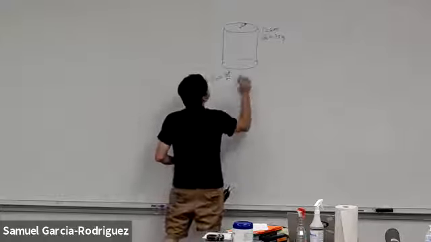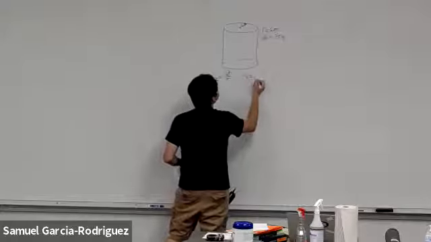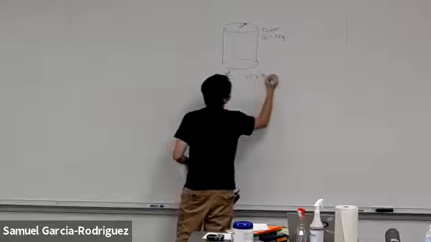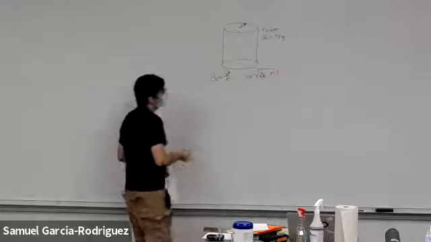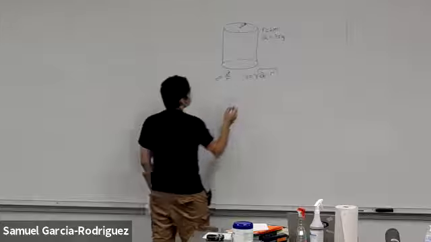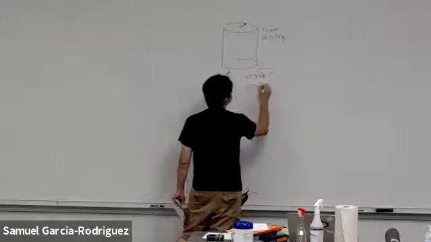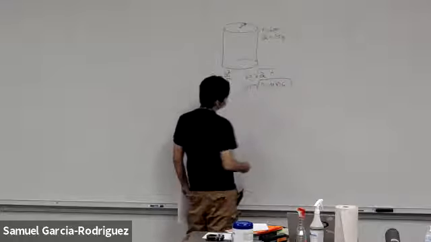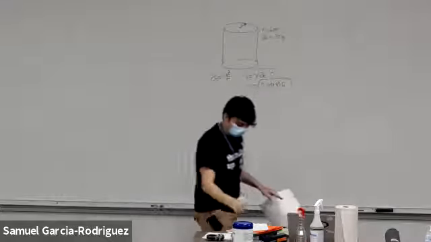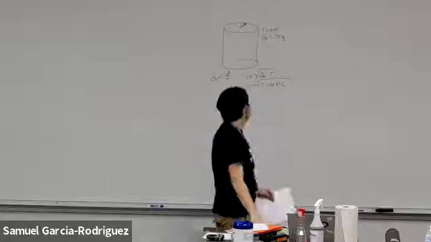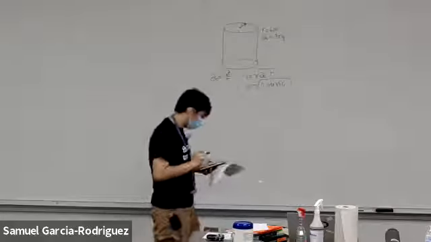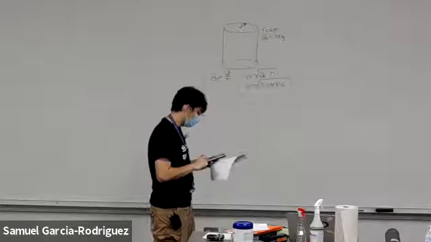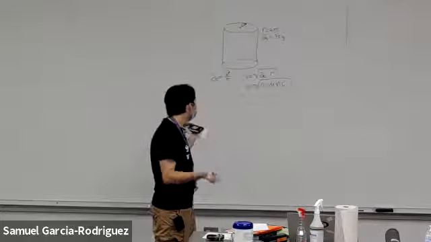Move things around. V is equivalent to the square root of centripetal acceleration times radius. G is 9.8, so we have V is equivalent to the square root of 7.5 times 9.8 times 6. Plug that into a calculator.